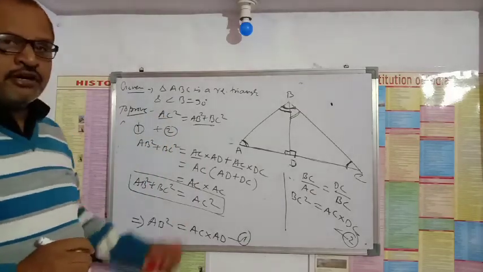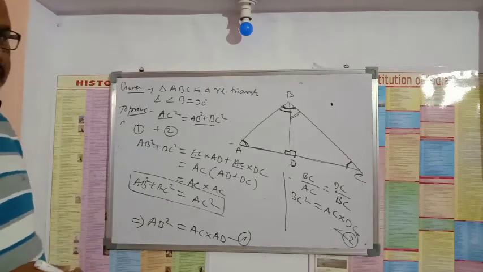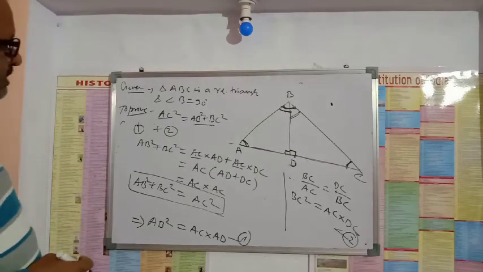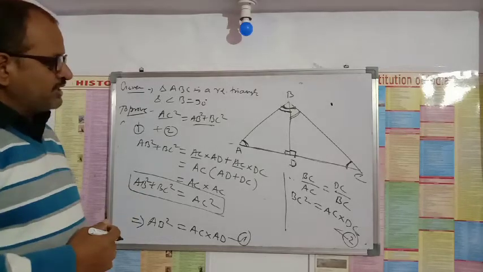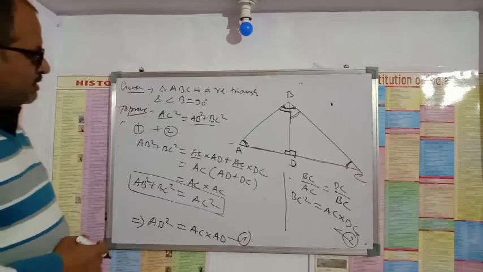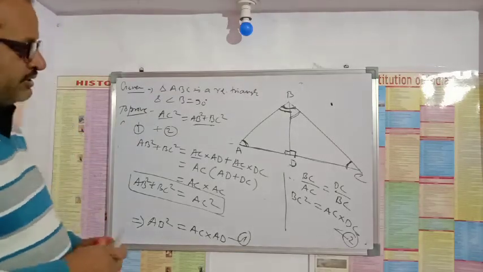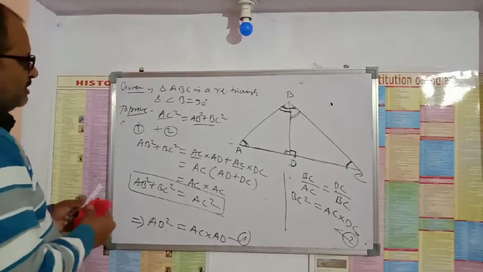This is the statement of Pythagoras theorem. So it is proved using the property of similar triangles. In this way we can prove the statement of Pythagoras theorem. Now we will see what is the converse of Pythagoras theorem. So let us see the converse part of Pythagoras theorem.